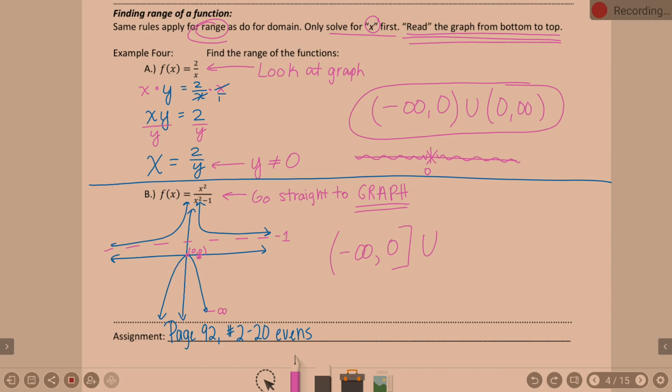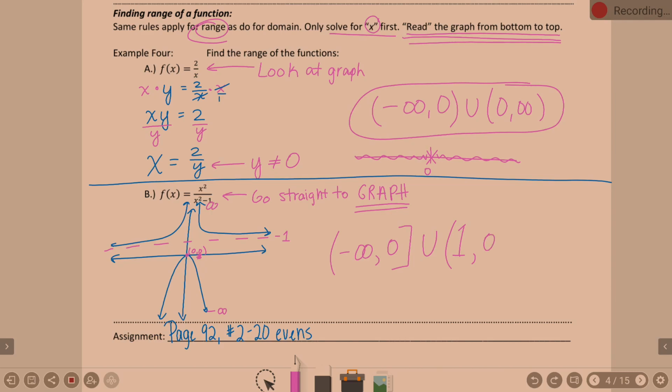So my top piece is going to start the y's at 1. I'm using a parenthesis because are we going to touch 1? No. And then how high do I go? Infinity. Up to infinity, and beyond.